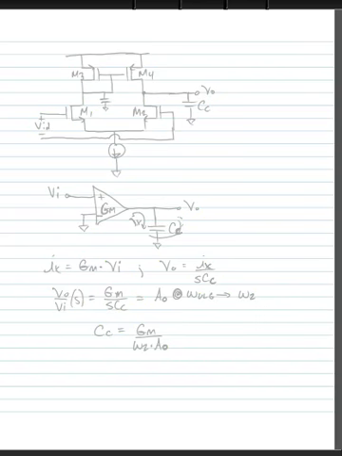Alright, so let's imagine that we just have a single stage operational amplifier. So we'll just draw a single stage source coupled pair with a current mirror load, which we've said before is a kind of bad op amp.